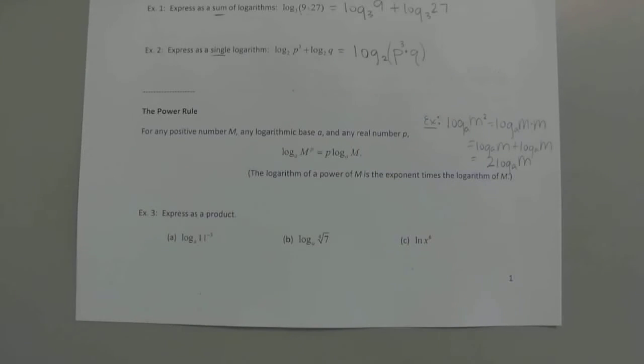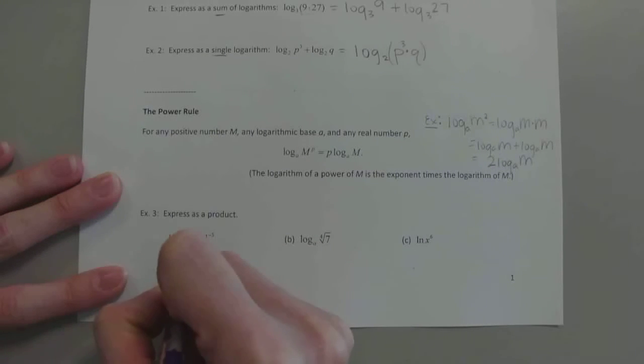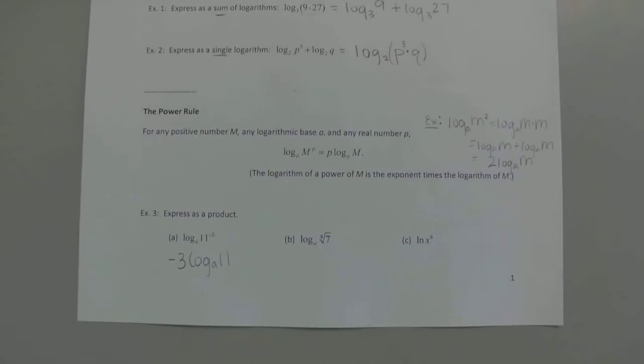So let's look at this one down here, example 3. We have log base a of 11 to the negative 3rd power. So how can we rewrite that? That's just the same thing as negative 3 log base a of 11. That power just comes down in front.